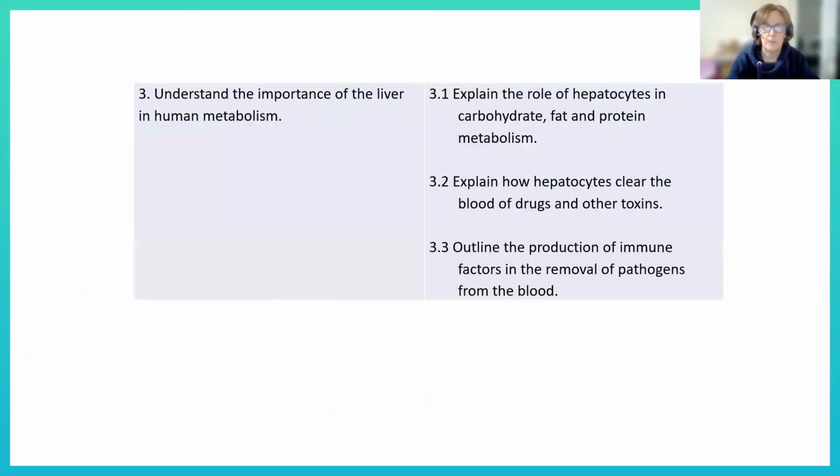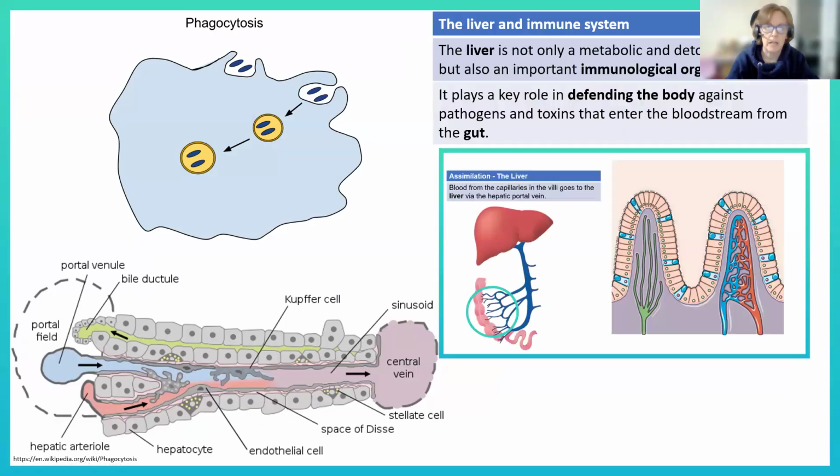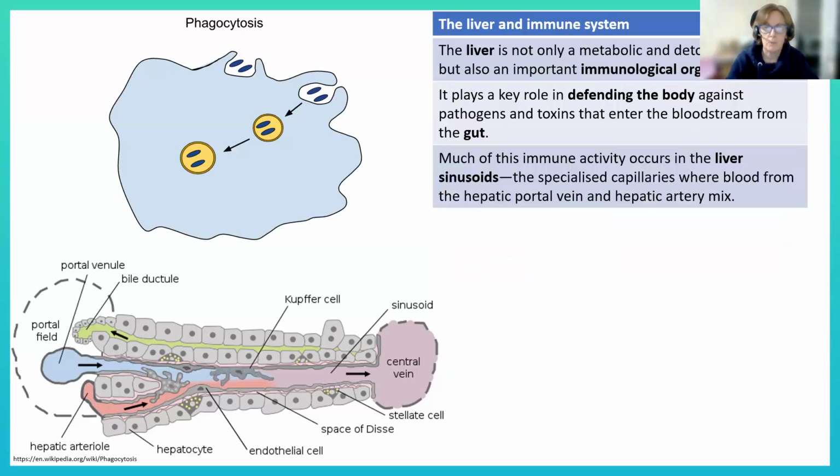That's basically what we looked at, and we're on this section here, outlining the production of immune factors and the removal of pathogens in the blood. We know that the liver is also involved in detoxification, and we had a look at that last session as well. Key points: the blood's coming straight from the gut, which is an exchange surface, so we might have taken in all sorts of toxins and pathogens as a result. We've got these specialized cells, the Kupffer cells, and we've got specialized cells around here as well, the sinusoid cells.